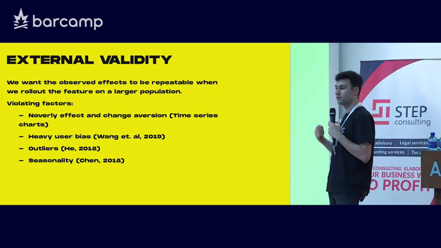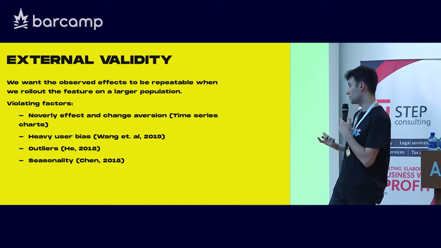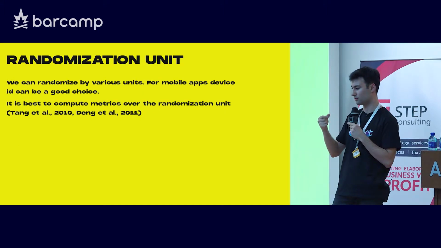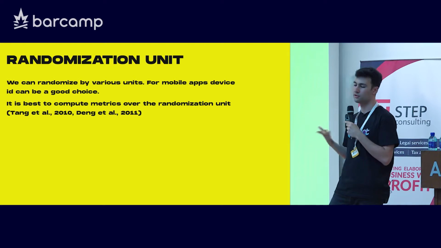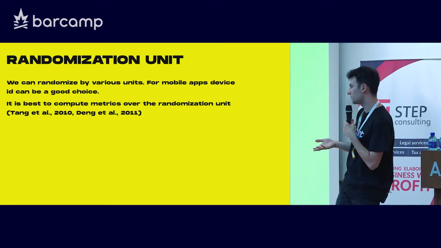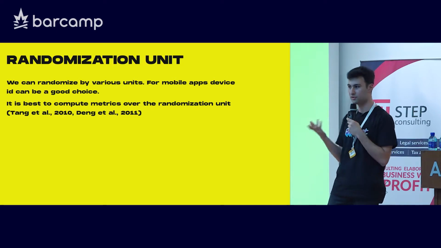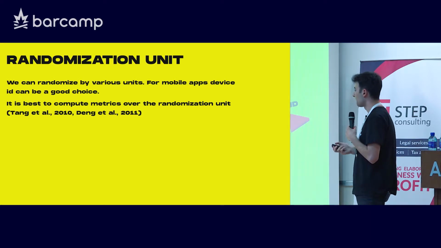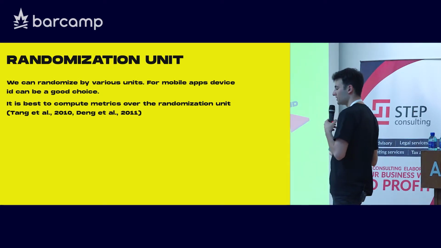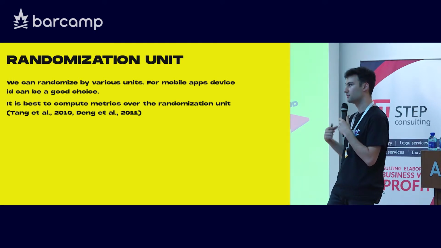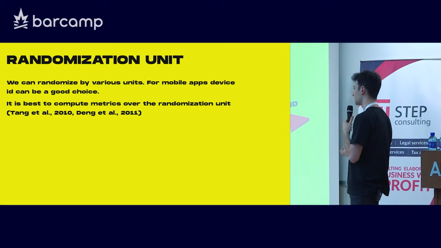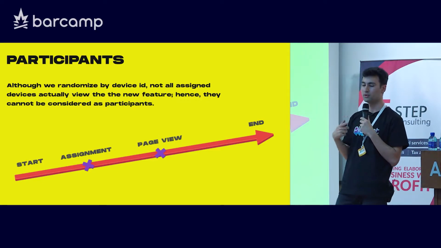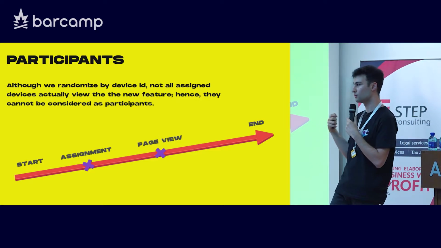Okay, and definitely if we randomize, we have to choose a randomization unit. And by randomization unit, we mean the units that we are going to randomize with. In case of a mobile application, a good choice is device ID, because a lot of users are not registered, and so the way to identify them is the device ID. And even though we randomize by the device ID, we don't consider all devices as our participants. As this diagram suggests, we have to make sure that the device was actually exposed to the new feature.